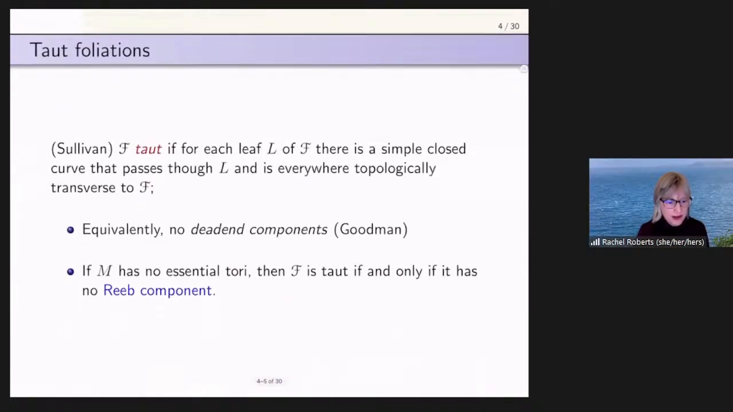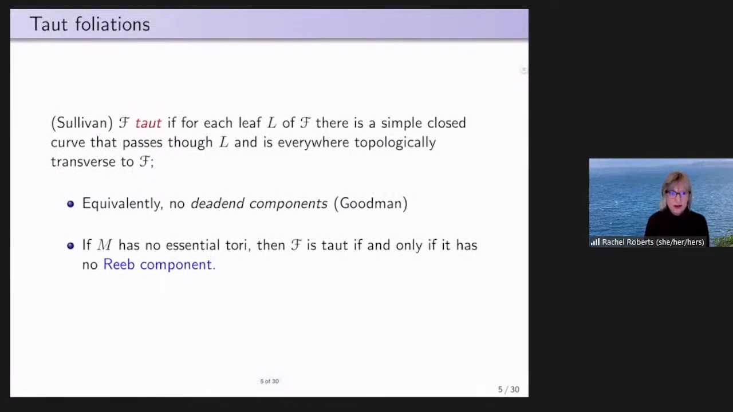Sullivan introduced a variety of notions of taut that he proved were equivalent when C2. We're going to just be thinking topologically. So I'm going to think about F as taut if for every leaf you can find a simple transversal to the foliation that meets the leaf. And since we only care up to isotopy, this is equivalent to, for every point in my manifold, I can find a loop that's transverse to the foliation and that passes through this point.